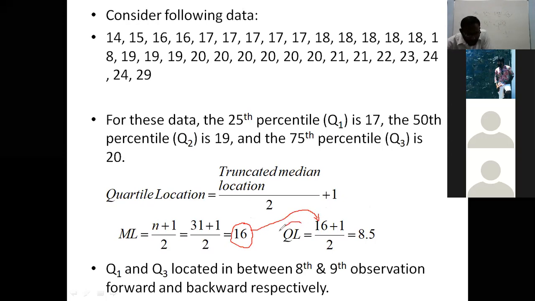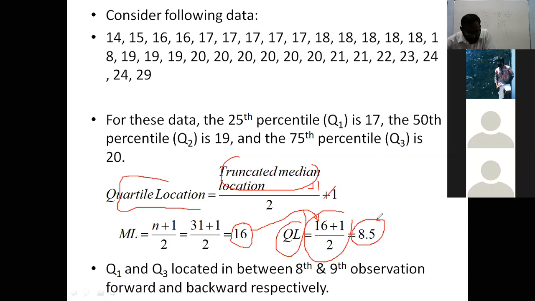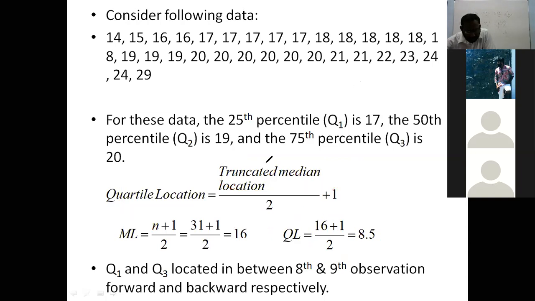Right? So now the quartile location definition, based on this definition, truncated median location plus 1 divided by 2. So 16 plus 1 divided by 2, which is 8.5. So now you see, what do you mean by this 8.5? That means if you have a set of data, let's say this is Q1, Q2, Q3.